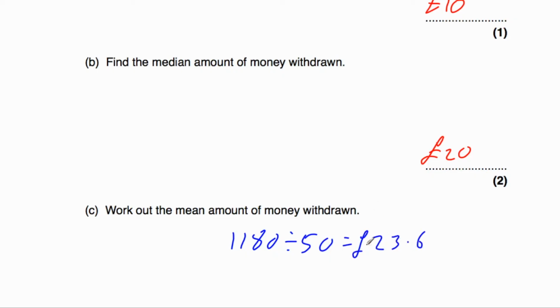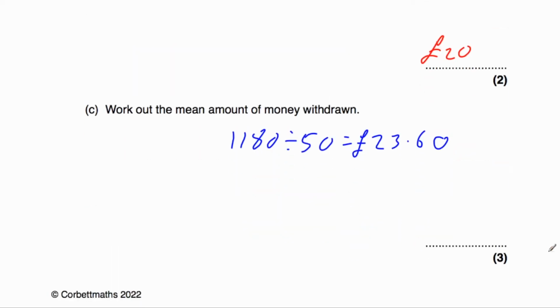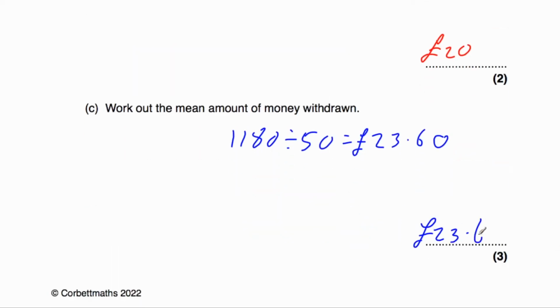Now we are dealing with money, so it's going to be £23.60. So the mean amount of money withdrawn was £23.60. And that's it. Okay, let's have a look at our next question.